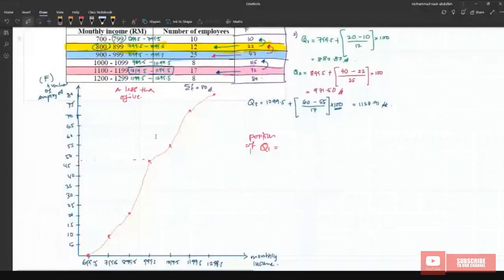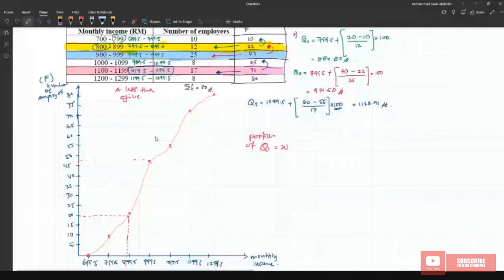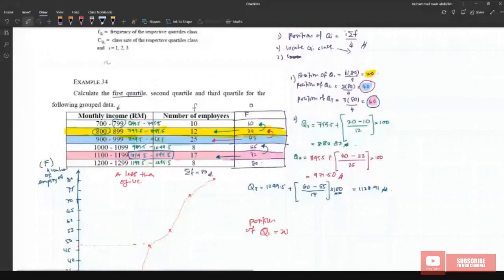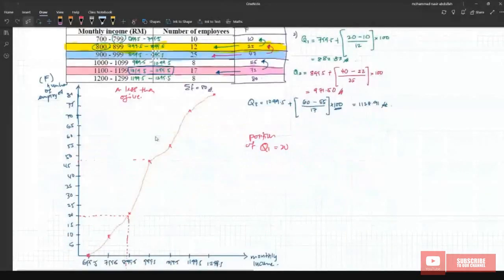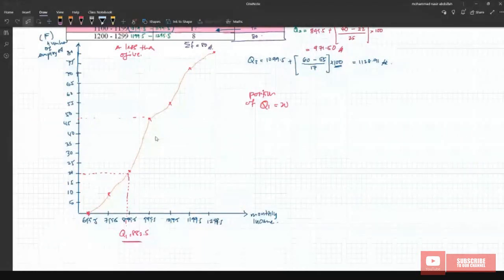So this is quartile number 1. So quartile number 1 should be equal to 882 point something, 2.5, for example, right? So this is just an estimate. If you draw a correct measurement, you will get the exact value of quartile number 1, right?